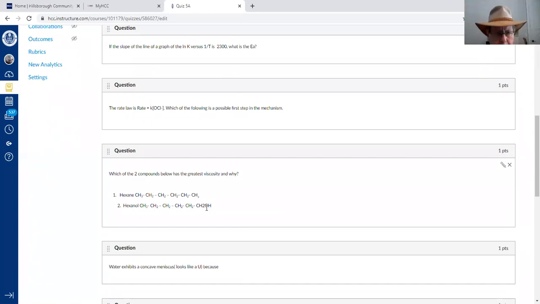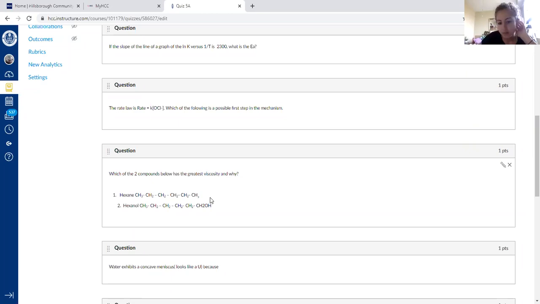This one has an O attached to an H, right, Sarah? If it has an O attached to an H, what kind of intermolecular forces can that have? Hydrogen bonding. Okay, so this one has dispersion and hydrogen bonding possible. This one only has dispersion. So which one is going to be more tightly bonded to the other? Hexanol or hexane? Hexanol. Hexanol will be more tightly bonded, which means it's going to have a bigger viscosity, because viscosity is the reluctance for something to flow.